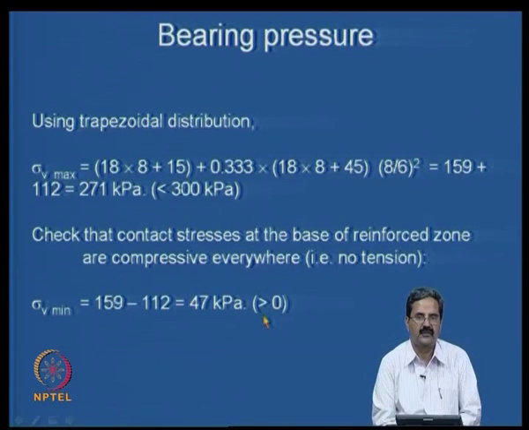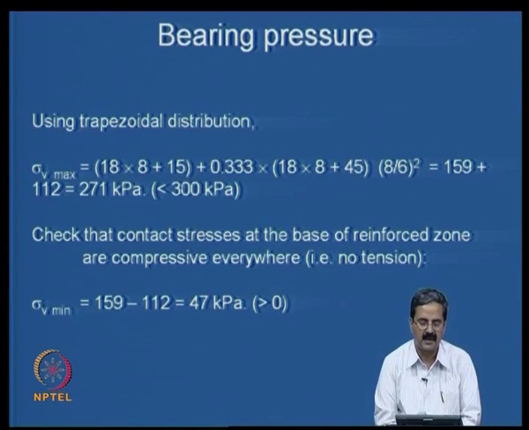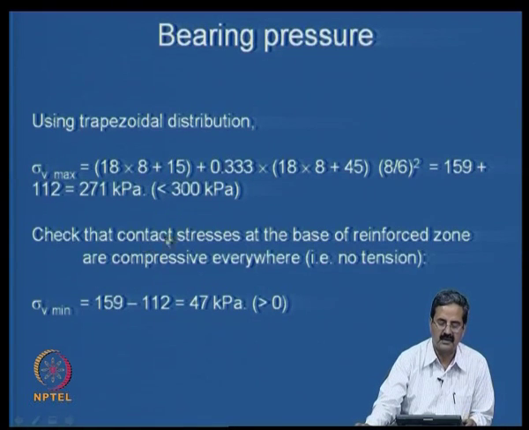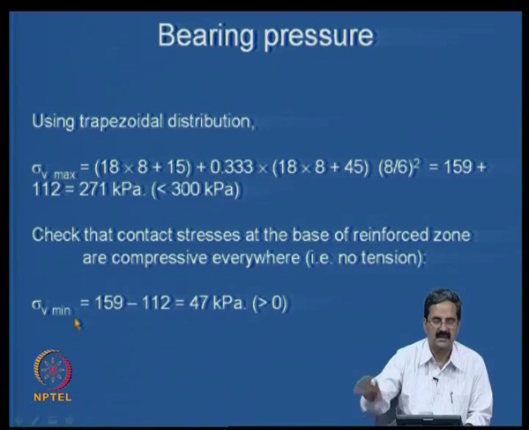which means that there is no tension developed. Why we use this trapezoidal distribution is that we would like to satisfy the no tension criteria also, but remember the reinforced soil foundation is a flexible structure. So, we better use a Meyerhof distribution. If you use a Meyerhof distribution, this value will be much lower. So, instead of saying that 271 is less than 300 kPa, this value will be much lesser, because there is a readjustment, and this sigma V minimum will also come down because there is a readjustment.